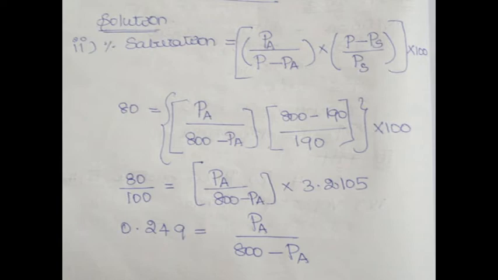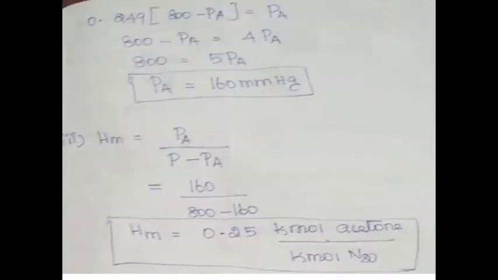So here percentage saturation is the given data. Take that value and substitute here. Capital P is given as 800 mmHg. Substitute this value and find out capital Pa. After substituting the percentage saturation and capital P values, finally we get capital Pa is equal to 160 mmHg. Are you clear? This is the second division.